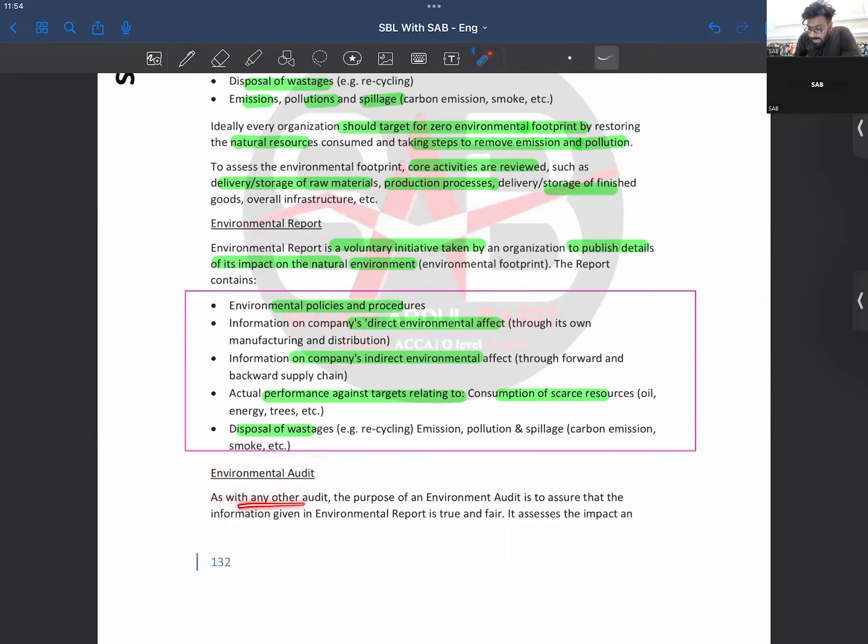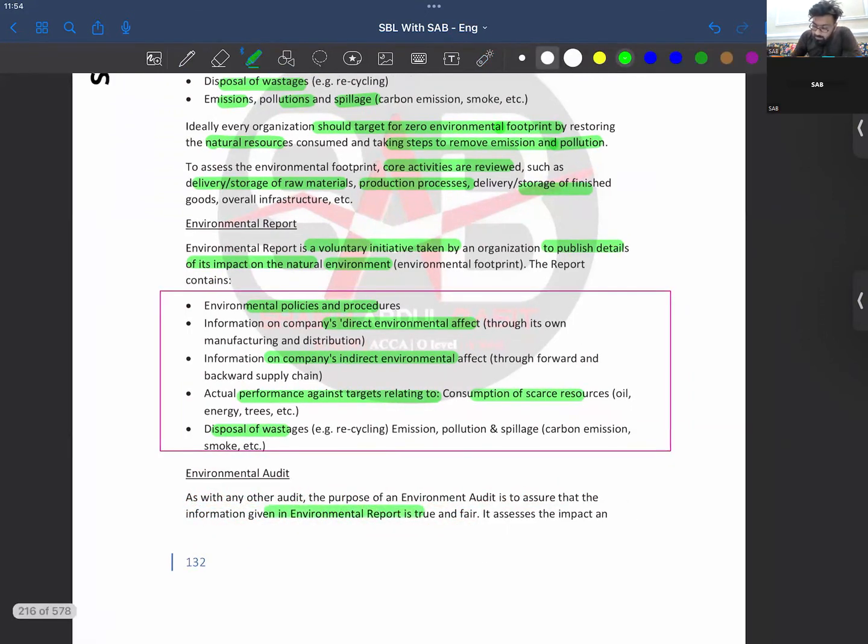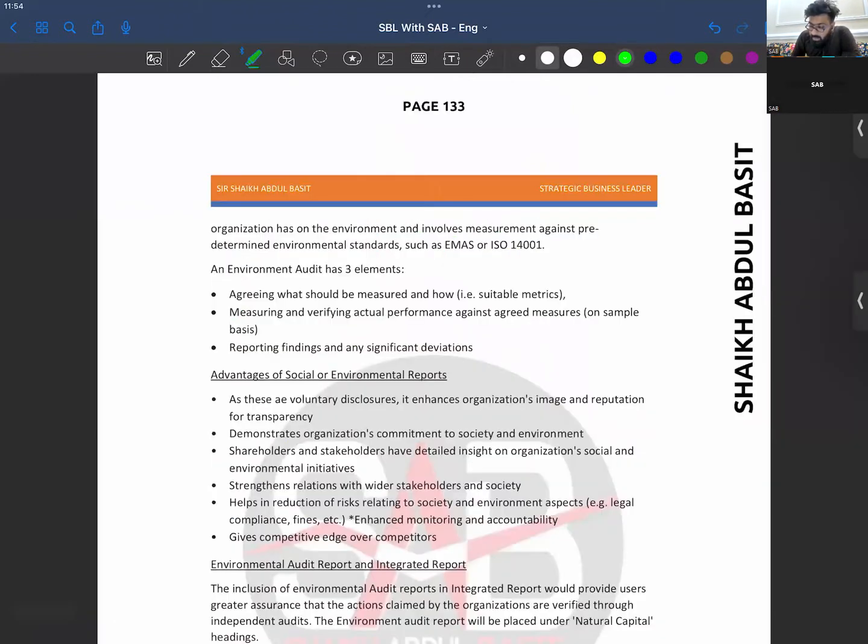Environmental audit, as with any other audit, the purpose of an environmental audit is to assure that the information given in the environmental report is true and fair, right? An organization's environmental audit involves measurement against environmental standards. Now, these are the two standards, right? These are the two standards which are known as environmental standards, right? You just need to remember these names. You could quote these names in the written answer. So that would be great, right?